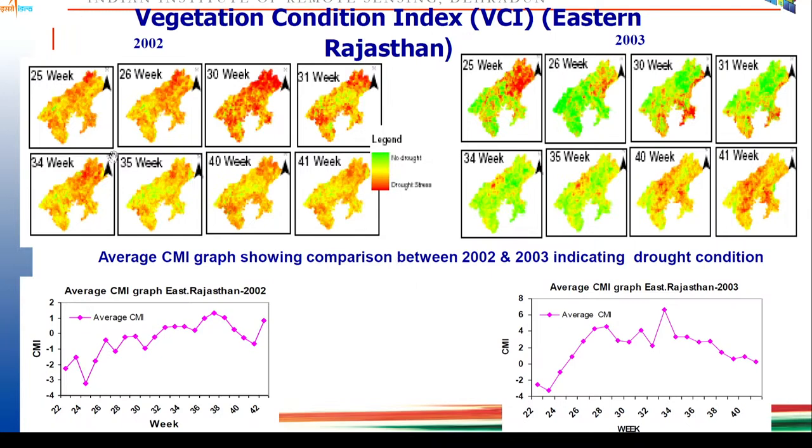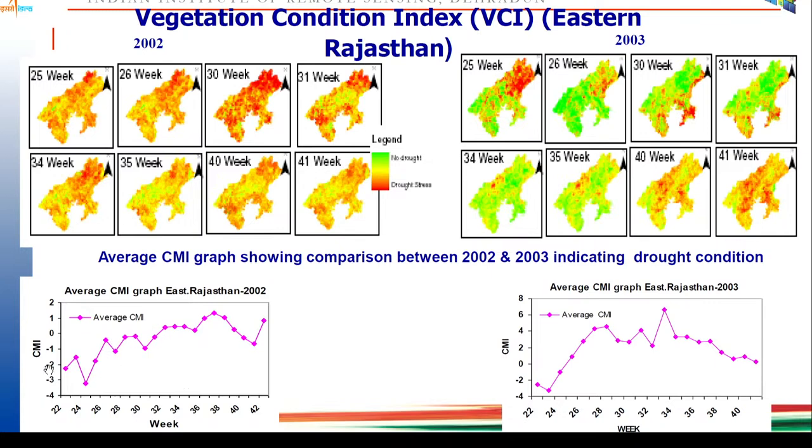Another way is also MODIS data. Here you can see one example of the 2002 drought. Every week we were able to monitor eastern Rajasthan. You see all stress condition, the entire growing season almost under stress. Drought stress was there in the whole of eastern Rajasthan, yellow to red. But the next year, 2003, it was almost normal condition, and it can be visualized and compared with the crop moisture index estimated from ground observation also.